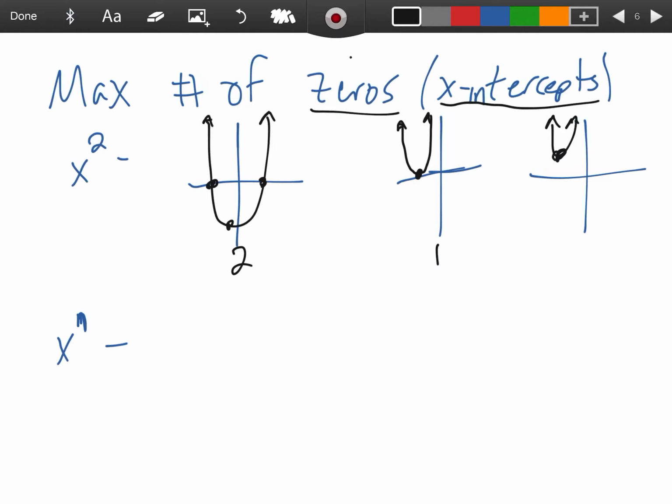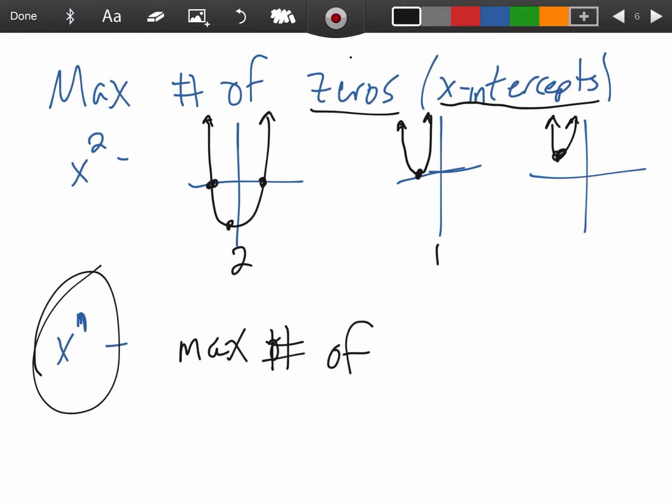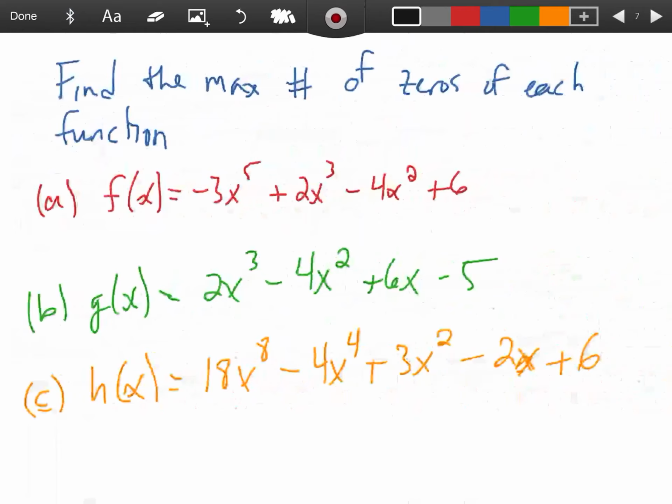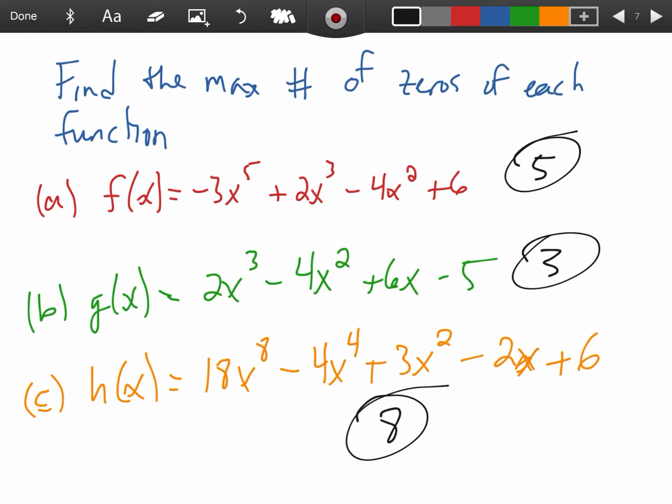So the max number of zeros that an n-degree polynomial could have is just the same number as its degree. The max number of zeros would be n. It could be less than n, but the most it could have is n. So find the max number of zeros of each function. This first one is to the 5th power, so the max number of zeros it could have is 5. The second one's to the 3rd power, so the maximum number of zeros, or x-intercepts, it could have is 3. And the last one is to the 8th power, so the maximum number of zeros it could have is 8.